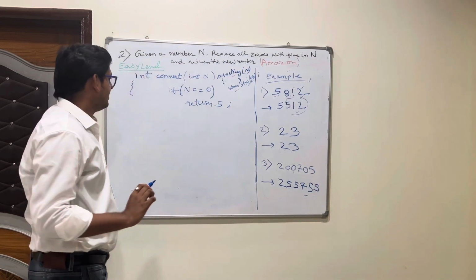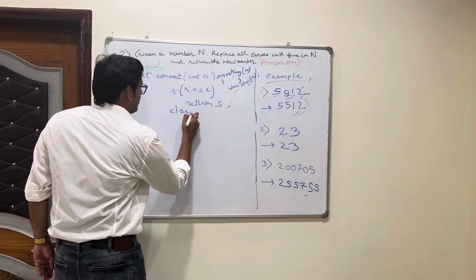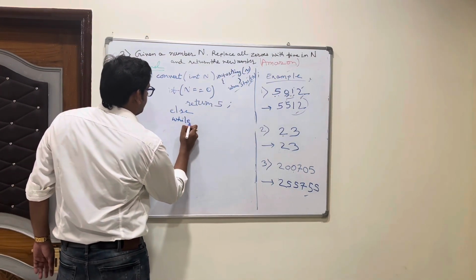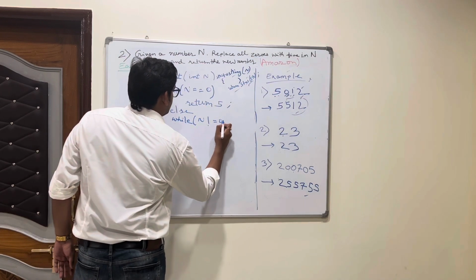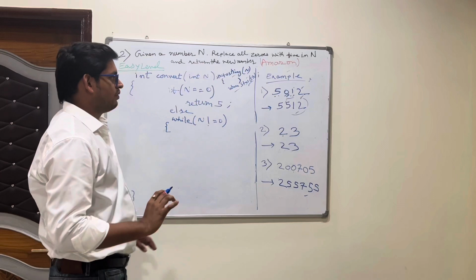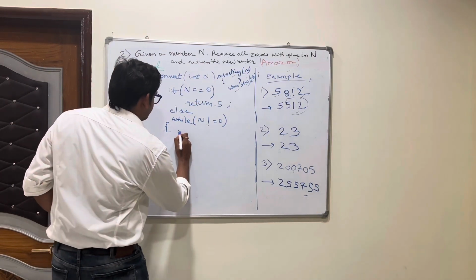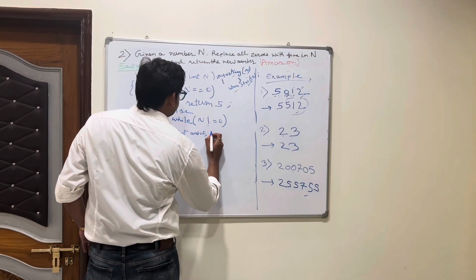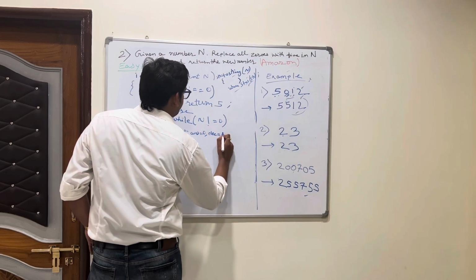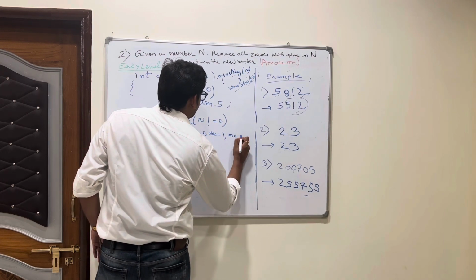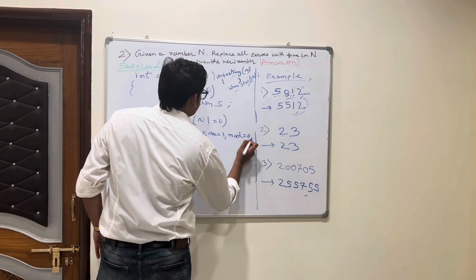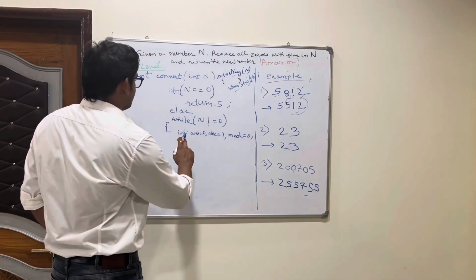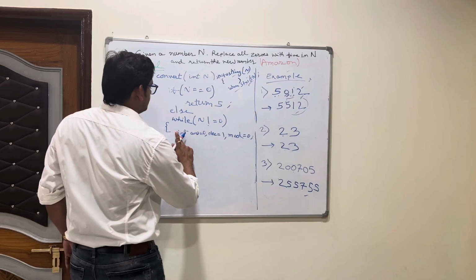Now, else, the logic we have discussed, we will implement this. While n is not equal to 0, now we need an answer. So we'll have an answer variable which is 0. We will have a decimal value which is 1, and we will have a mod which is 0. Okay, this should have been declared before this loop.